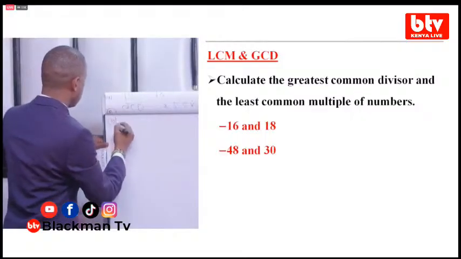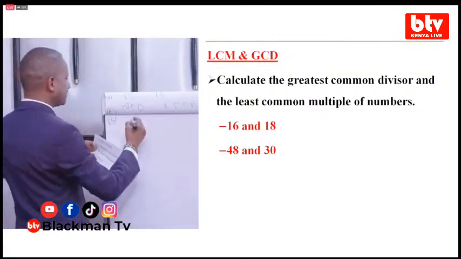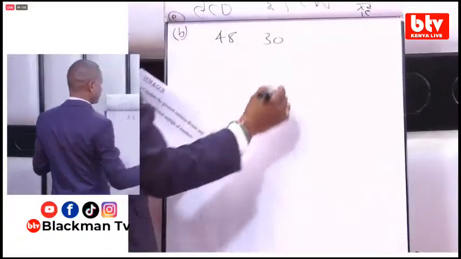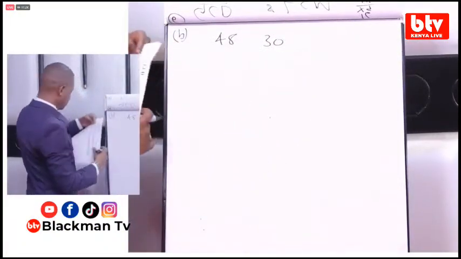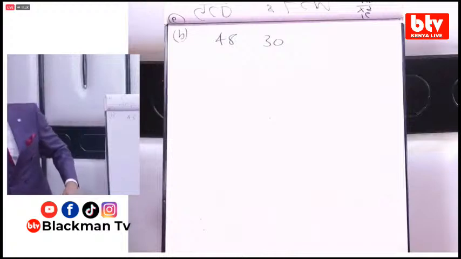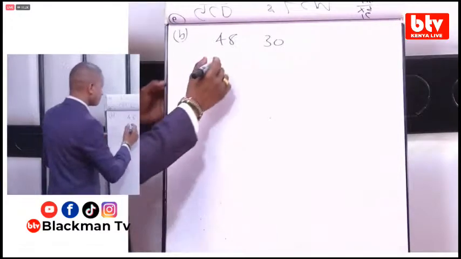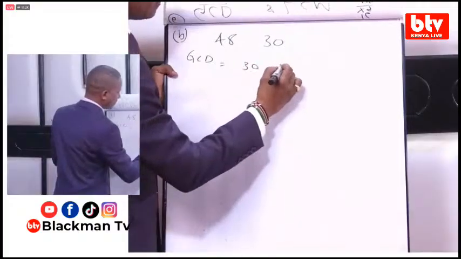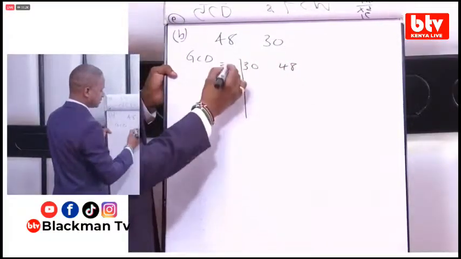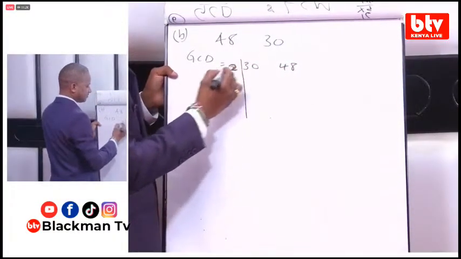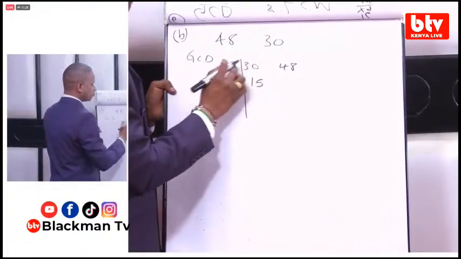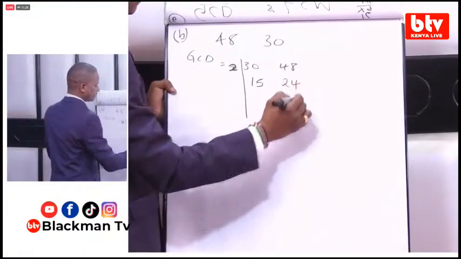Part B of this question tells you find the GCD and LCM of 48 and 30. Now, in finding the GCD, we start with the GCD of 30 and 48. We take the least number first of all, which is 2. 2 goes into 30 15 times. 2 goes into 48 24 times.